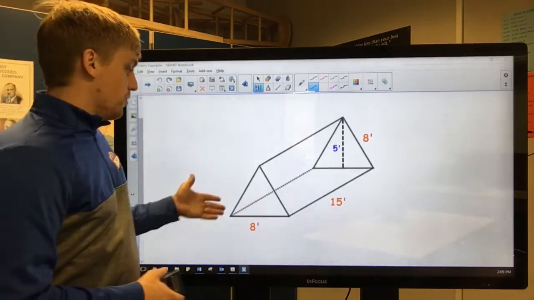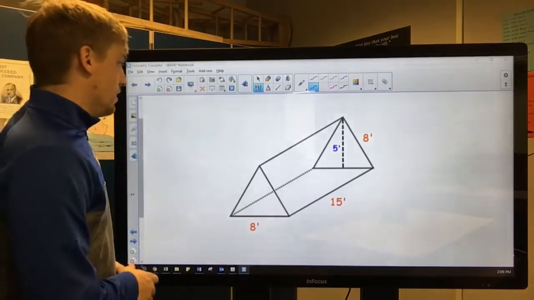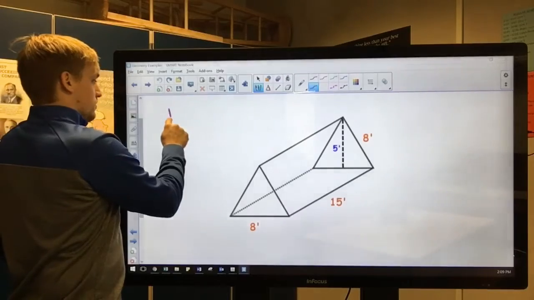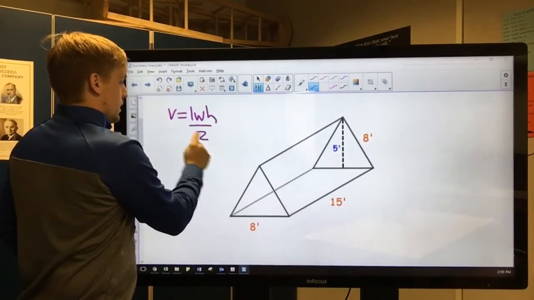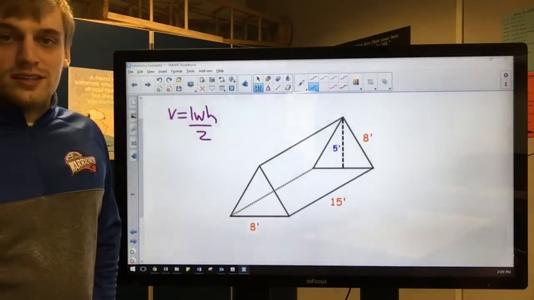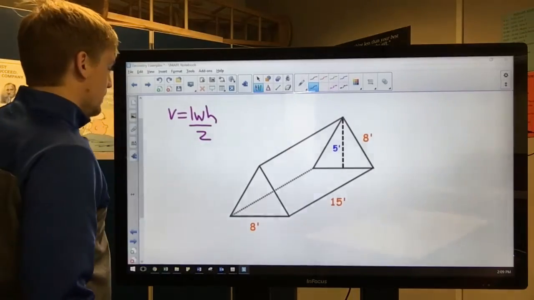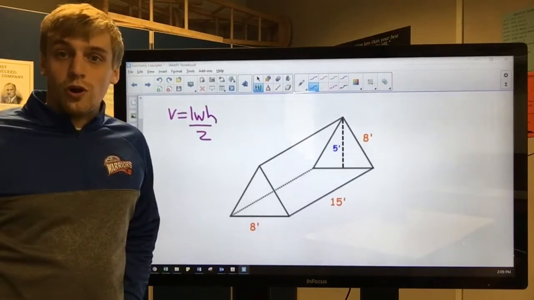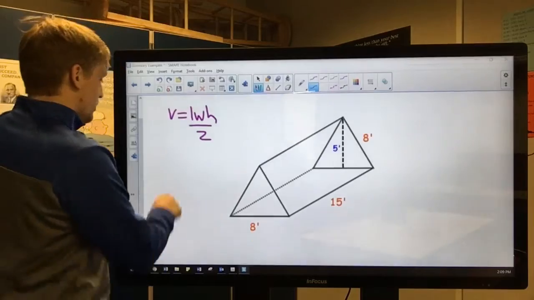Let's pretend that we were going to find the volume of this triangular prism, something that you've done in the past. The formula for volume of a triangular prism is V equals LWH divided by 2. That stands for volume equals length times width times height divided by 2. So the first thing that we would do to show our work is we would plug in the numbers.